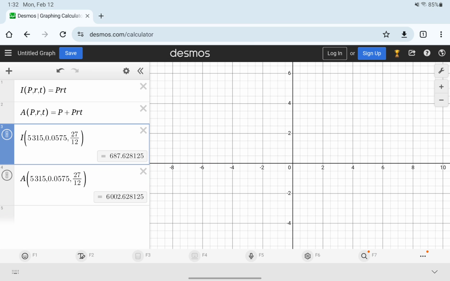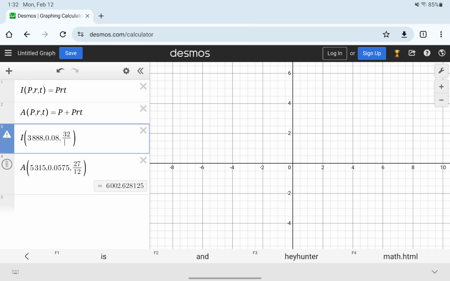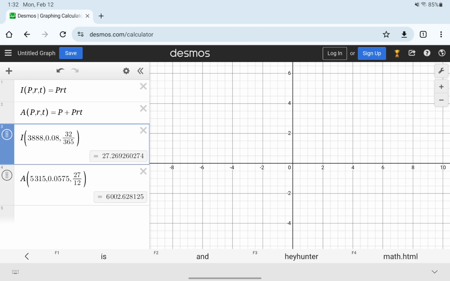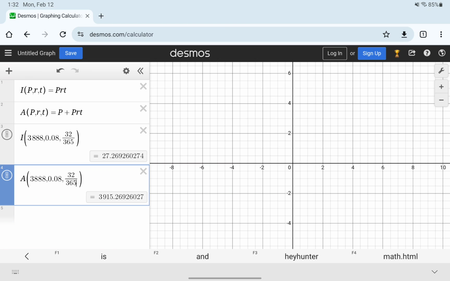Repeating this same process for example 7, again, we'll just update these amounts. Now we have $3,888 that we're investing at 8% or 0.08 for 32 days. So to convert that into years, that will be 32 over 365, giving us an interest amount of $27.27. Updating that payoff formula with these same values gives us a payoff amount of $3,915.27.